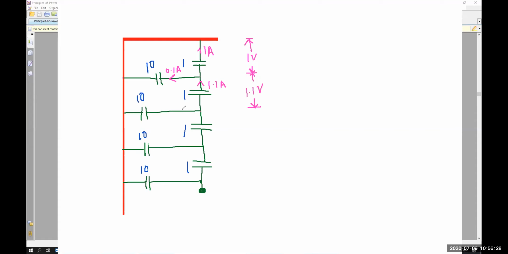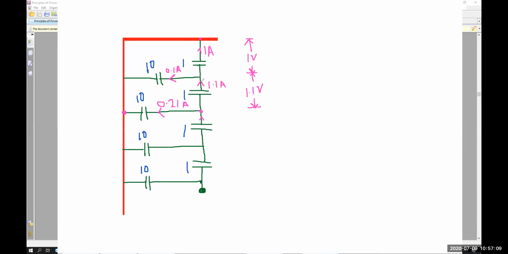Now what is the voltage between this point and this point? Because this point and this point are actually the same, your voltage will be these two. So 1 volt plus 1.1 volt, that means 2.1 volt. 2.1 volt is the voltage, 10 is the resistance. So what is the current? 2.1 divided by 10, so 0.21 ampere.